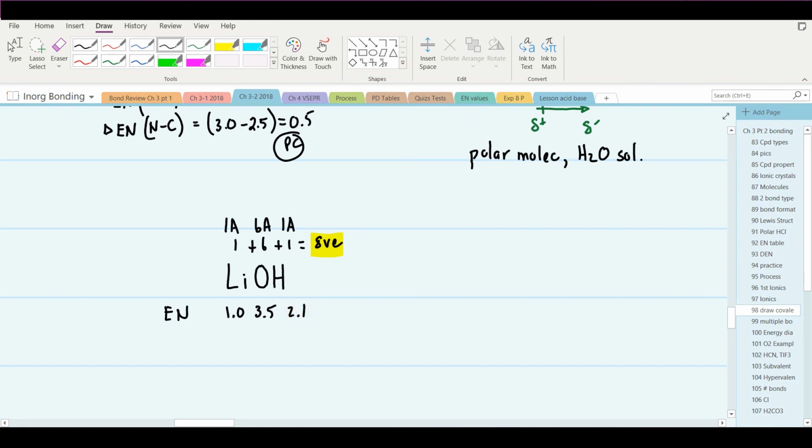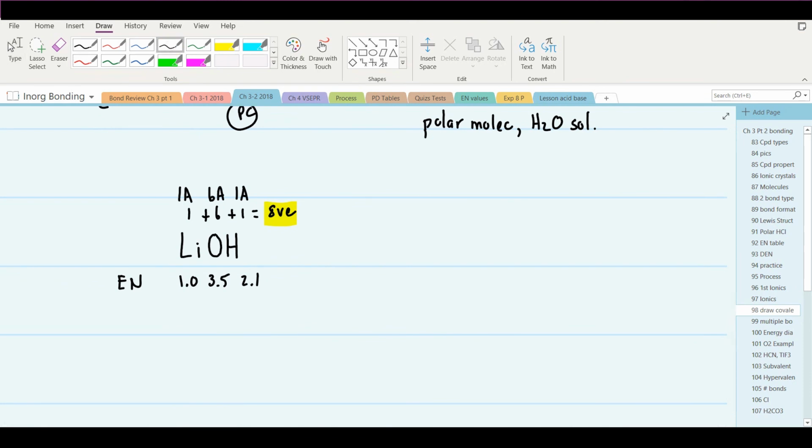Is that the way it's connected together? Yeah, it has to be, because both lithium and hydrogen are group 1A elements, so they can only ever have a single bond. They must be terminal atoms. So even though oxygen is more electronegative, it has to be the most central atom in this case. Let's draw that. Lithium, 1 electron. Oxygen, 6 electrons. Hydrogen, 1 electron.